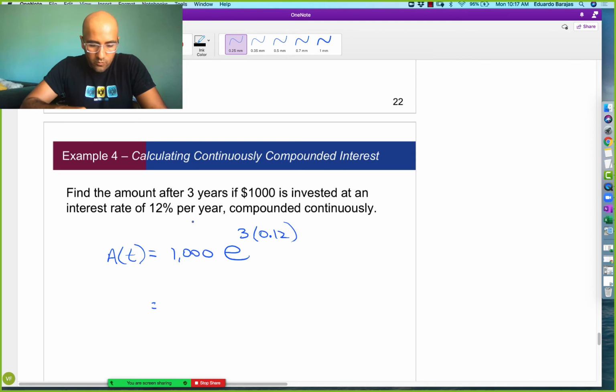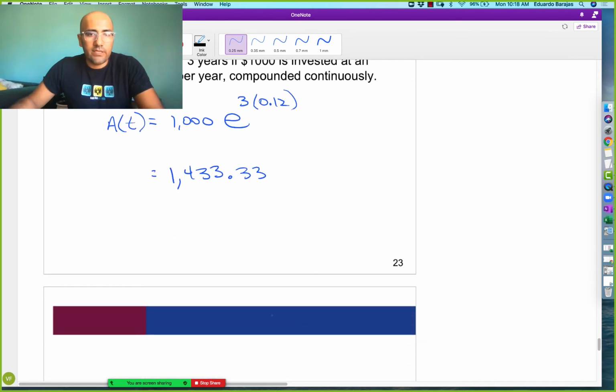3 times 0.12, e to the power of that. And I get $1,433.33 approximately. Do you guys get the same thing?